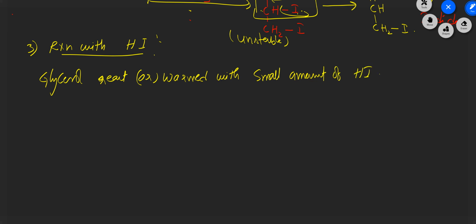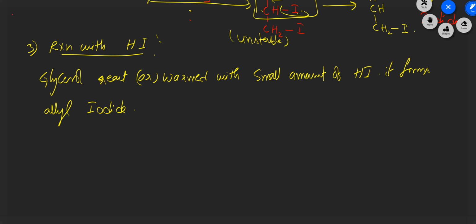it forms allyl iodide. Allyl iodide is going to be formed if you take the glycerol and react it, or warm it, with a small amount of hydrogen iodide. How is it going to be formed?